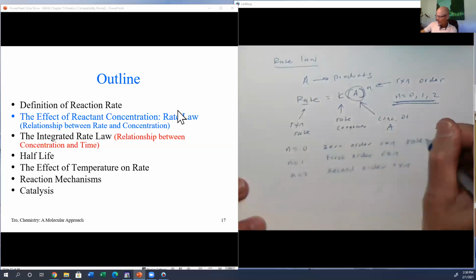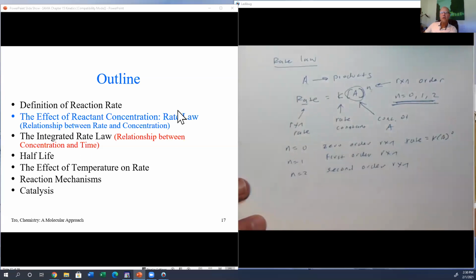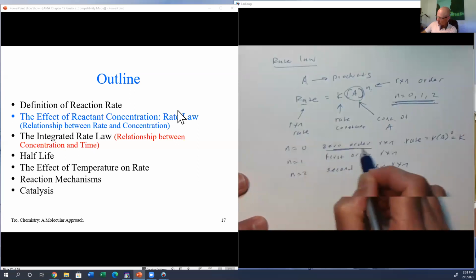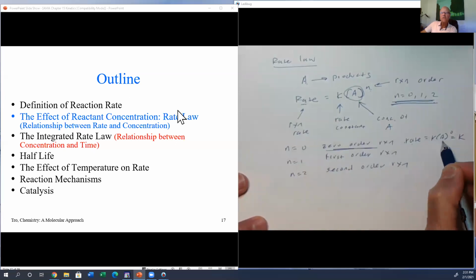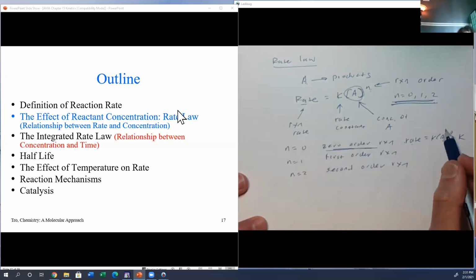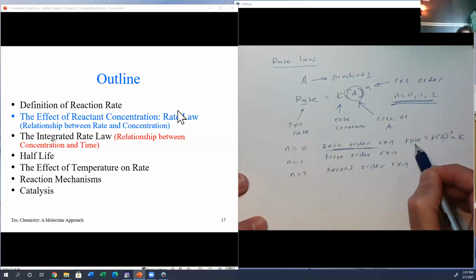Rate is equal to k[A]^0. What is A to the 0? 1. What is any number raised to the 0? It's not 0, it's 1. Okay. Any number raised to the 0 is 1. So this is really just equal to k. So for a 0 order reaction, how does the rate depend on the concentration? If I increase the concentration of a 0 order reaction, what happens to the rate? It's unchanged. Nothing, right? It's unchanged.